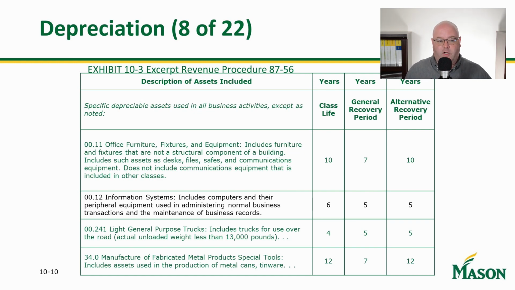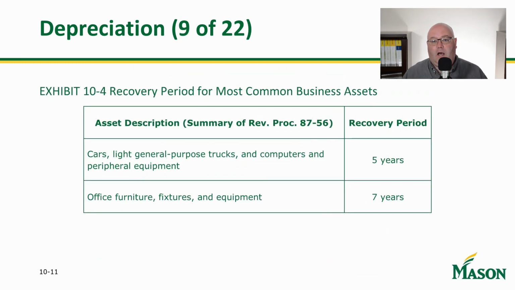Sometimes I'll go to the Rev. Proc. first, and if I can't figure it out, I'll go to the Quick Finder and figure something else out after that. Unless I'm in a real big hurry, then I just jump to the depreciation guide. Normally that'll answer my questions. This is an example of some of the stuff you'll see in 87-56, and I'll let you read that on your own.